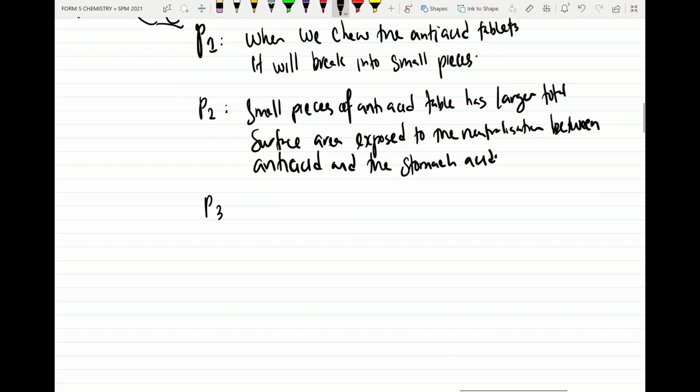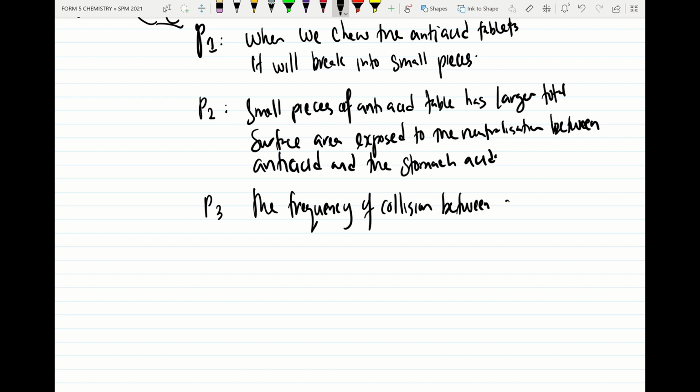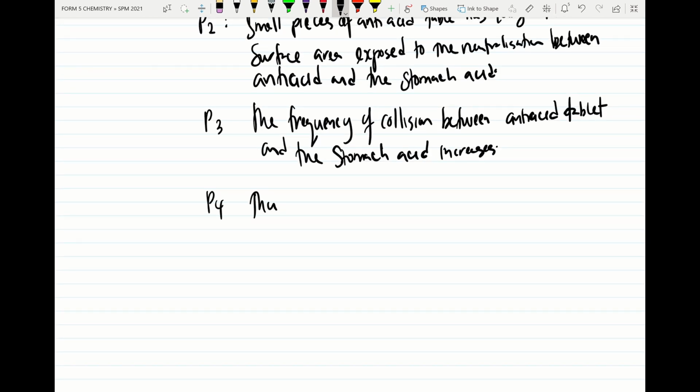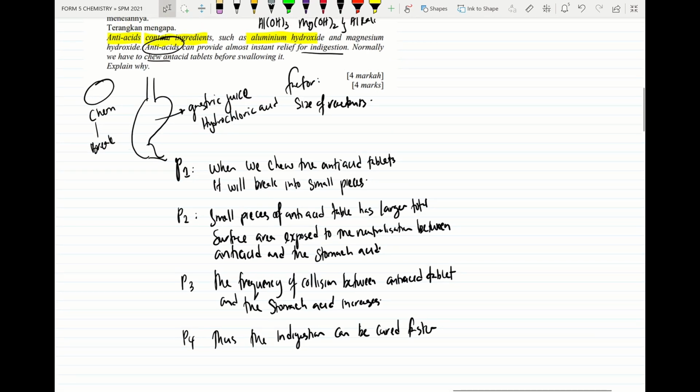Point number 3, the frequency of collision between antacid tablet and the stomach acid increases or becomes higher. Point number 4, thus the indigestion can be cured faster. All right, so these are the points that students must remember.